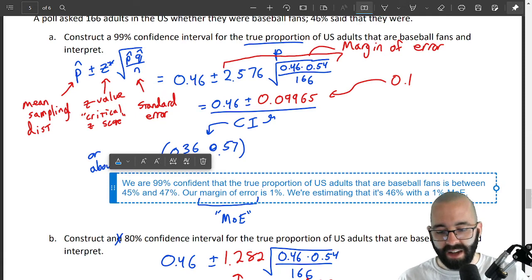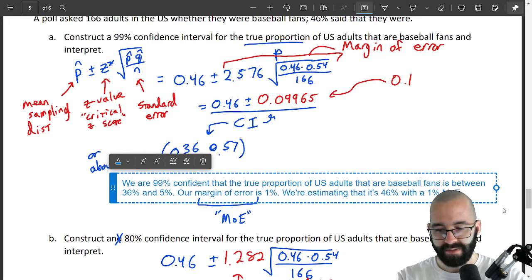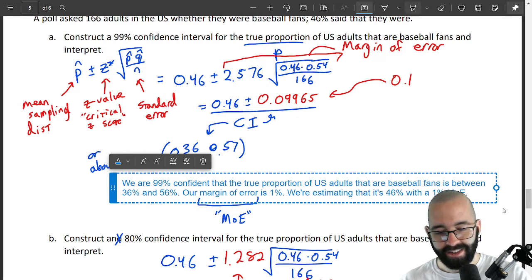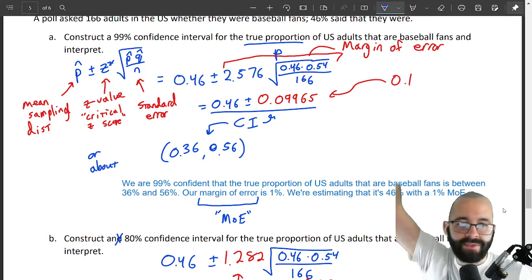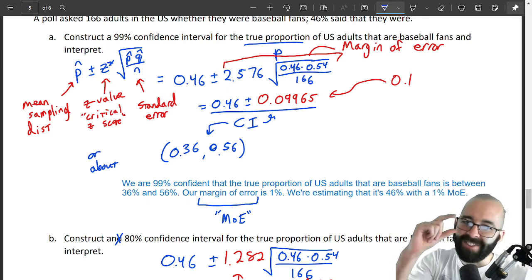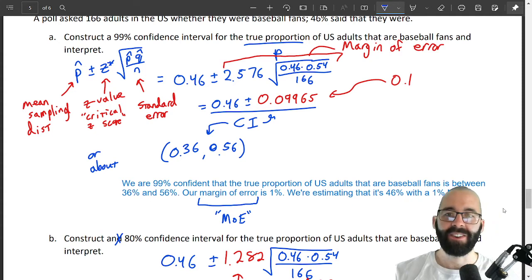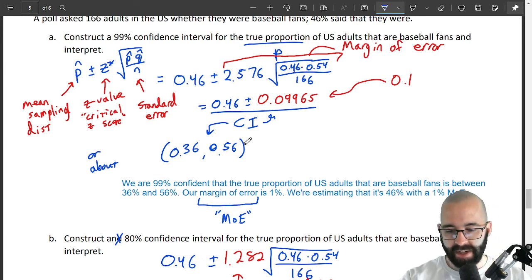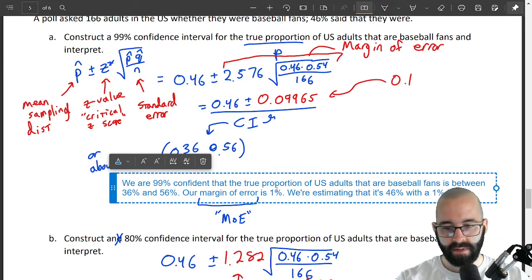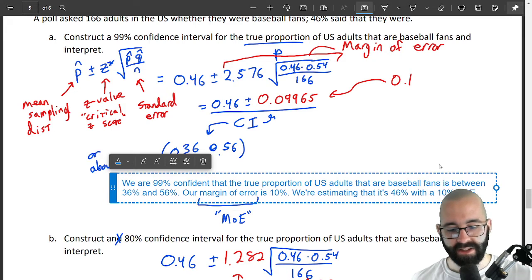So we're 99% confident that the true proportion of US adults that are baseball fans are between 36% and 56%. Goodness, I'm out of control. This is a downside to videos. In person, if I did something like this, y'all would be like, Jason, hold up. You're messing up. Here we go. This should be correct. 36 and 56%. Our margin of error is about 10%. We're estimating it's 46% with a 10% margin of error.